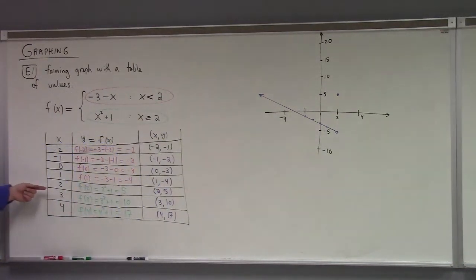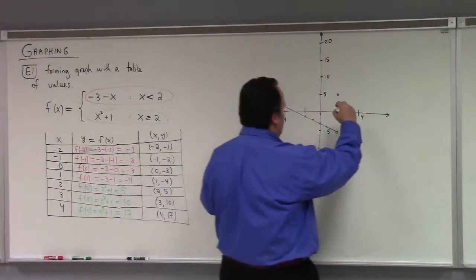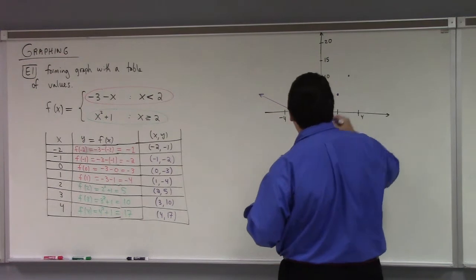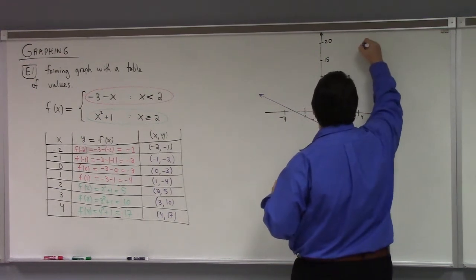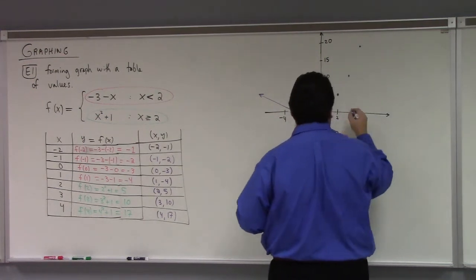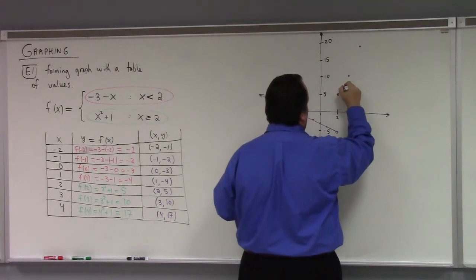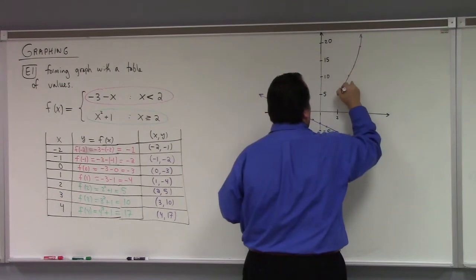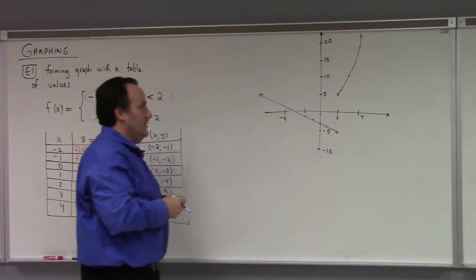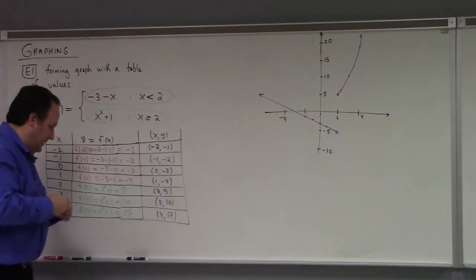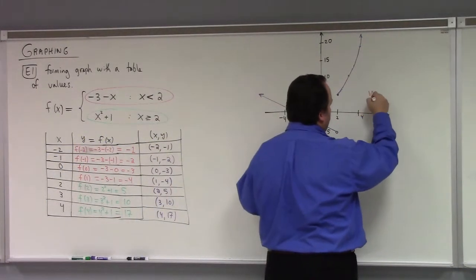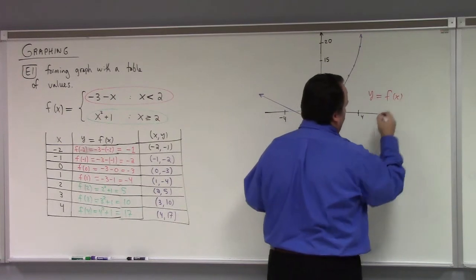Let's see here. So we're at 5 at 2, and then at 3, we output a 10. And then at 4, we're outputting 17. Right? So up and up and up it goes. So what we're looking at then, of course, is the graph, right? This is y equals f of x. Right?